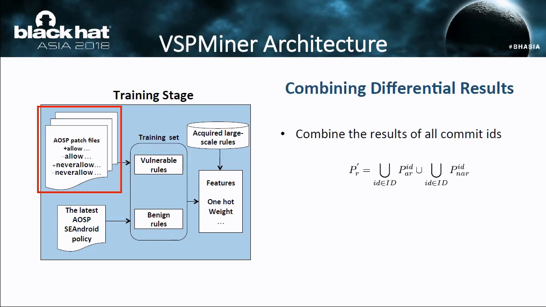So finally, we can get two parts, right? And we want to combine them all together. So we use this formula, this equation, to combine the results of all the commit IDs together. And finally, we can get PR prime. This is the result of all the commit IDs.